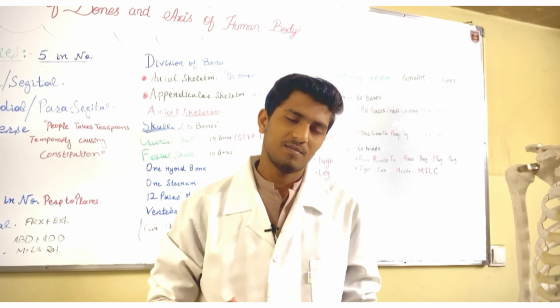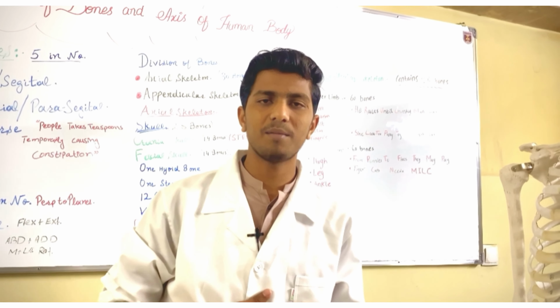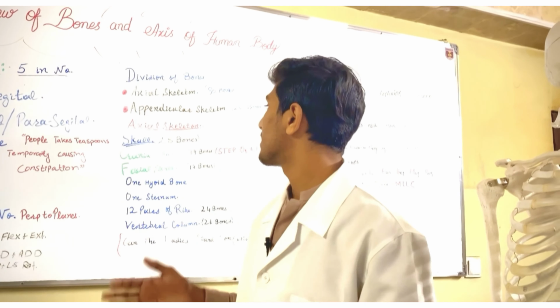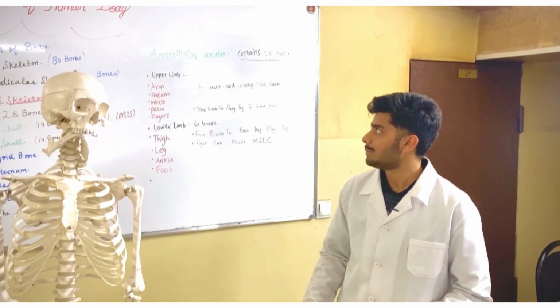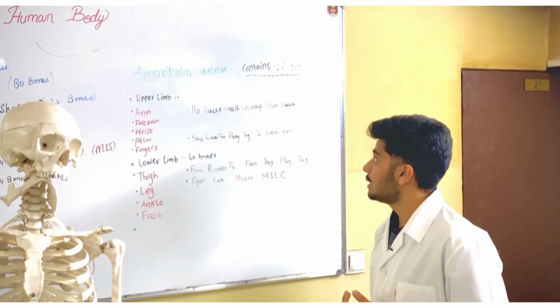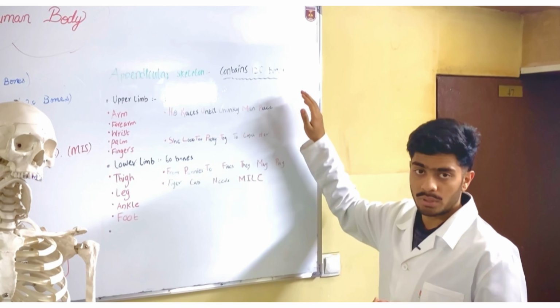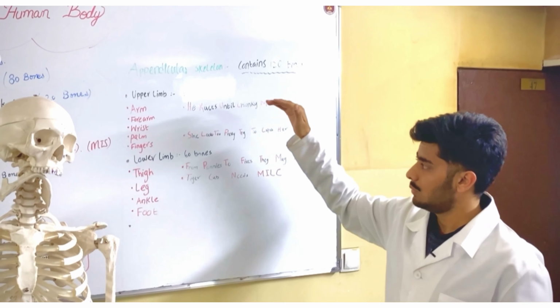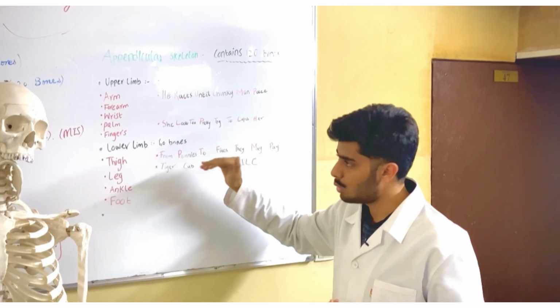So I think you will remember the axial skeleton very well. Thank you. Assalamu alaikum. Now I'm going to begin with my topic, the appendicular skeleton. The appendicular skeleton contains 120 bones, in which we have two parts, upper limb and lower limb.